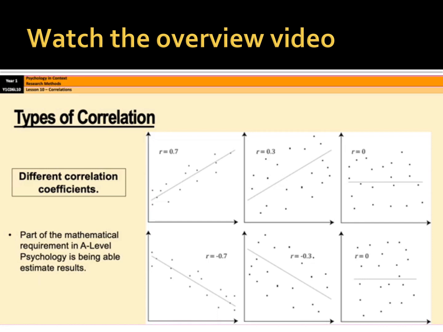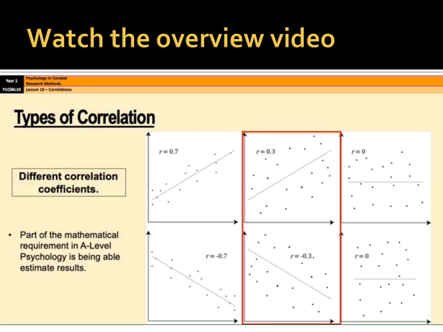Okay, so obviously in the previous slide you saw a pretty much perfect correlation, but they're not always going to be like that. So it's important that you realize what the difference is between a perfect correlation and, let's say, a correlation of 0.3 where it's far from perfect and the points on the scattergram are more spread out. Okay, so you've got 0.7 on the left, which is fairly decent but not perfect, 0.3 in the middle, which is quite spread out and quite far from perfect, and then 0 on the right where there's just nothing there.